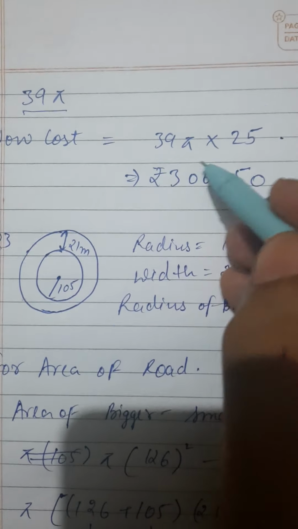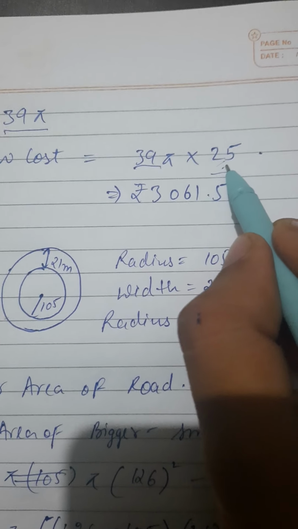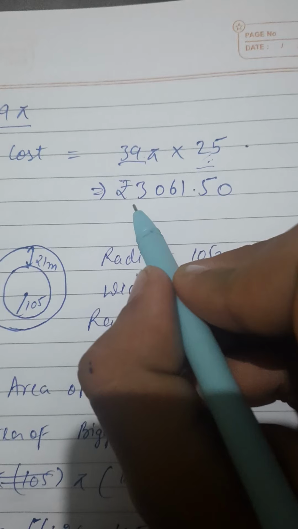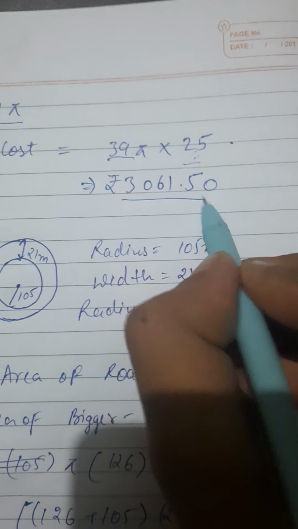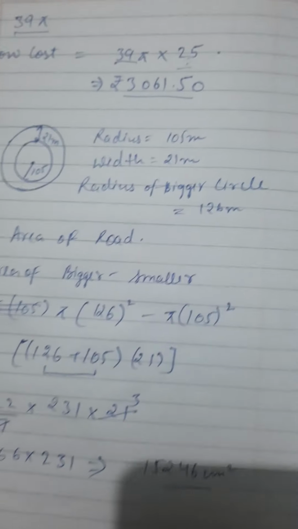And now for the cost, we need to multiply area by rate, and rate is given as 25. So 39 pi into 25 will come out to be 3061.5 rupees. This is the ending of this question, and now we shall move forward to question number 23.